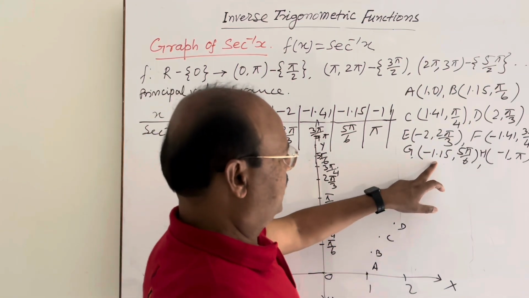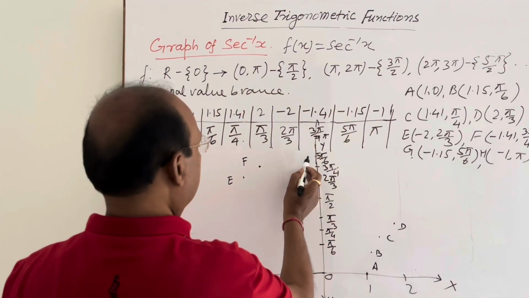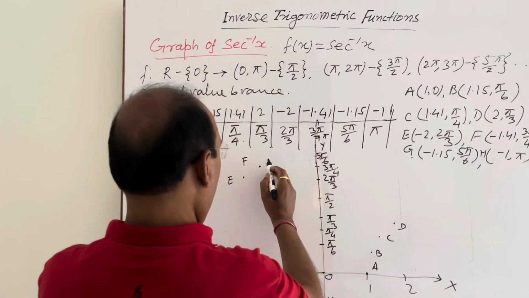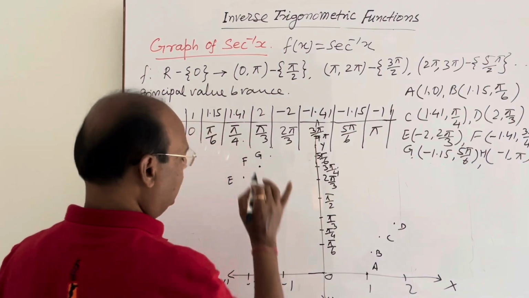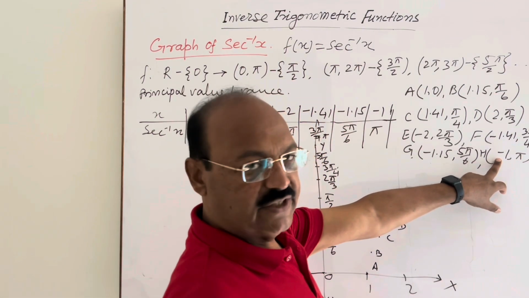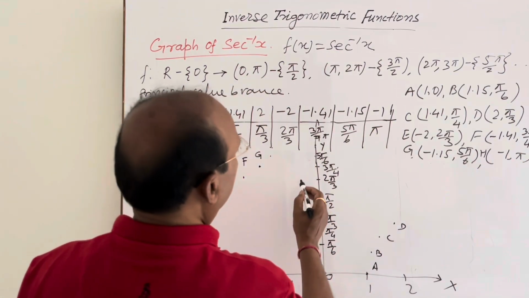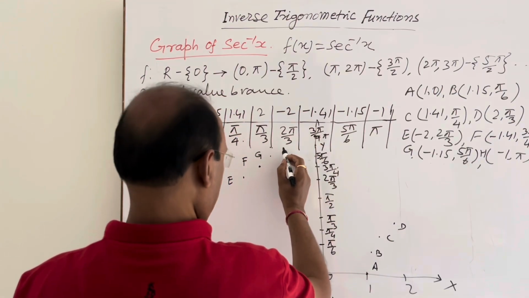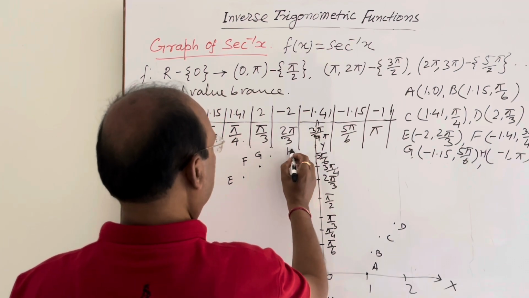And next, -1.15 and 5 pi by 6. 5 pi by 6 is here and -1.15, so approximately here. So this is point G. And one more point is here, point H. The x coordinate is -1 and the y coordinate is pi. We have taken pi here. So -1 and pi somewhere here. Okay, this is point H.